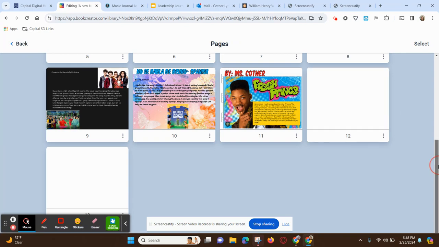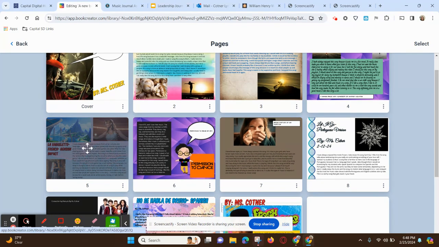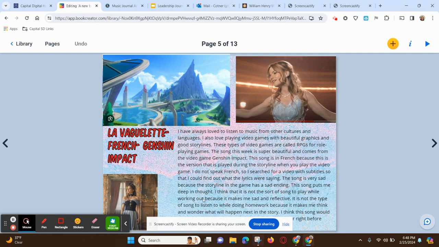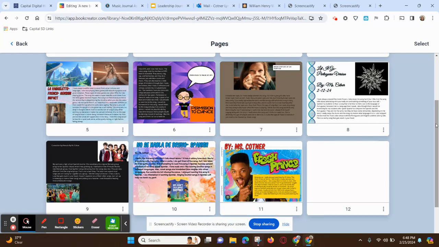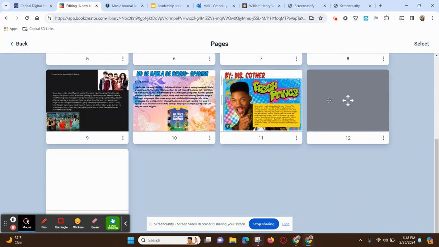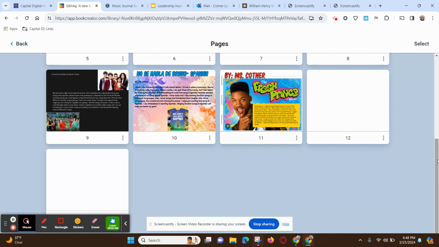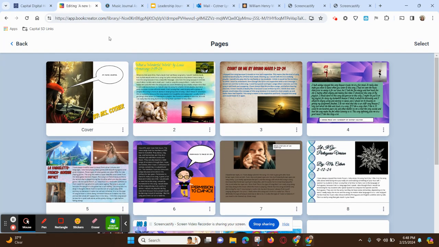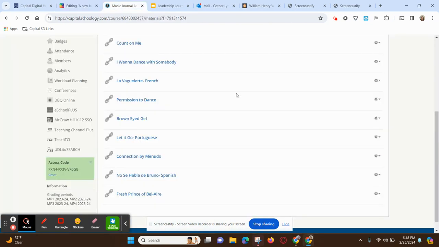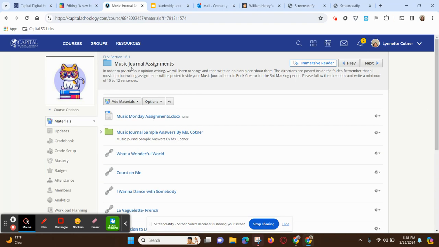And then La Vaglette was a couple weeks ago. Whatever they're missing, or if we're doing a new one, they just hit a new page. And then they go ahead and write what they have to say about the music in their journal. So that's all there for them.